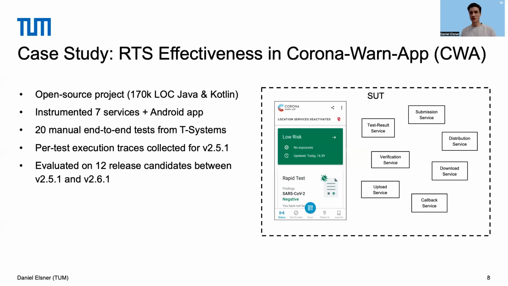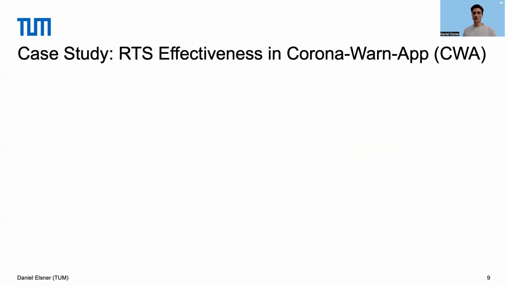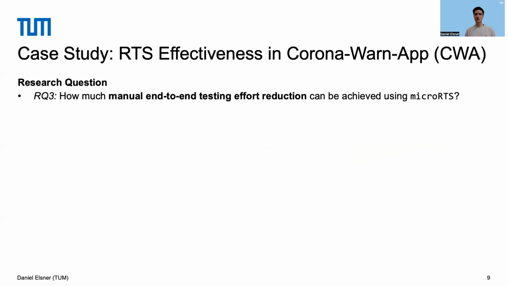Then on the subsequent releases, there are 12 release candidates between version 2.5.1, where we collected the traces, and 2.6.1, we evaluated the test selection. For the evaluation, the research question is how much manual end-to-end testing effort reduction can we achieve with microRTS? And the algorithm for test selection is rather simple.